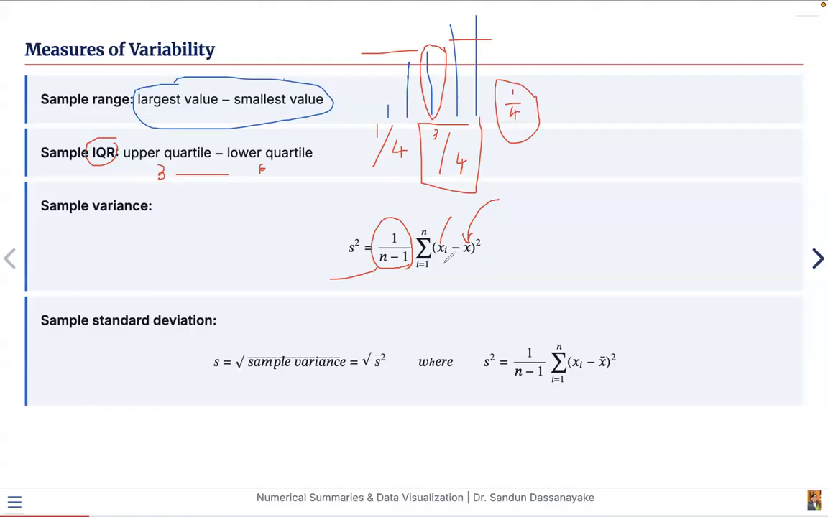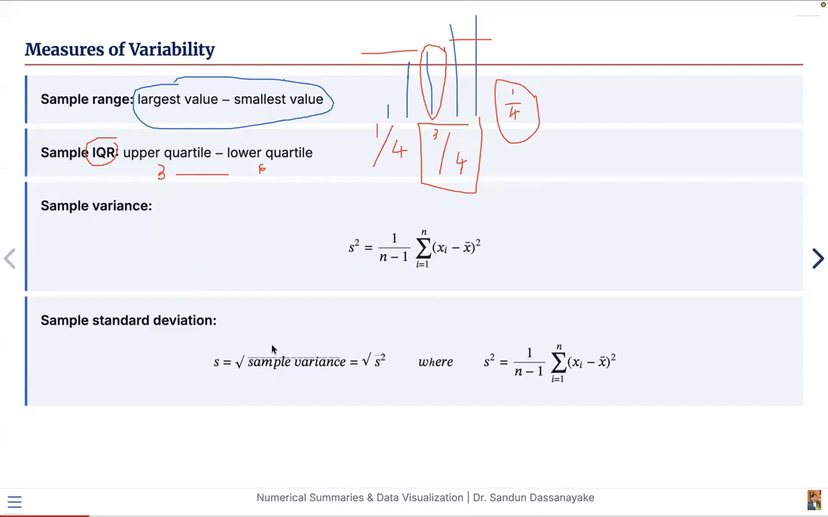When you want to get the sample variance, first you calculate the mean, and from each observation, xi, you subtract that mean and square that value. And then the summation of all those values divided by n minus 1 will give you the sample variance. So in simple terms, just because we are doing the calculation twice, that's why we are dividing by n minus 1. Think about it like that if you forget. So when you calculate the sample variance, you are dividing by n minus 1 for the sample.